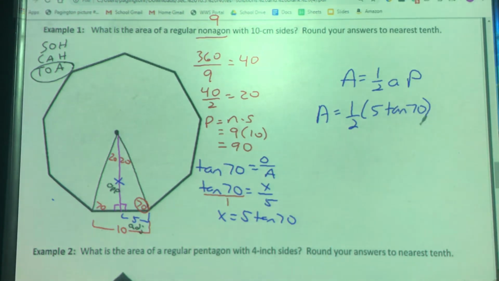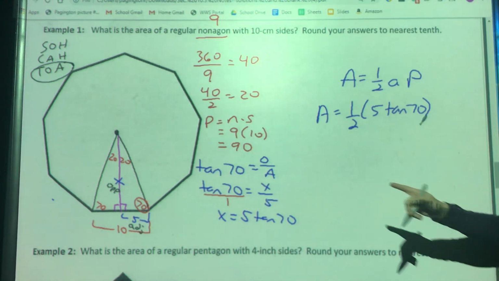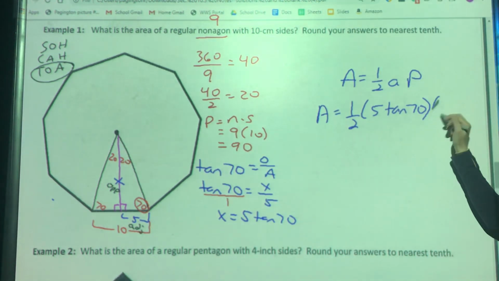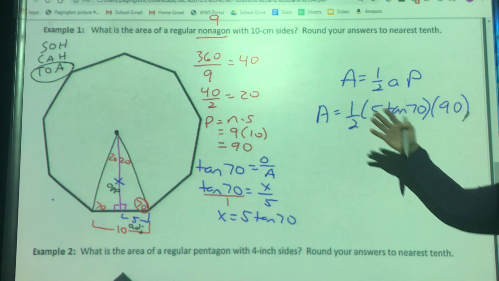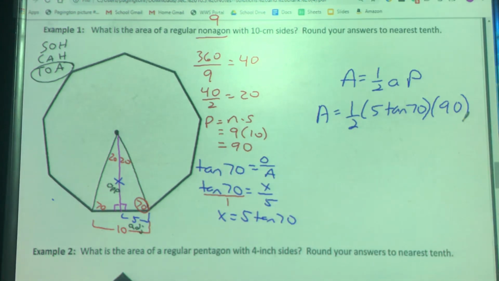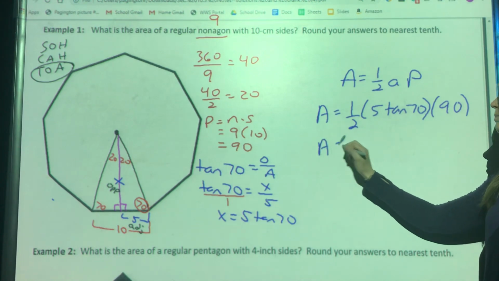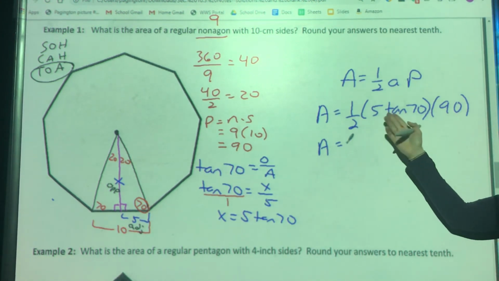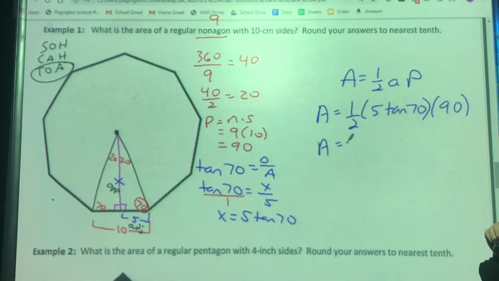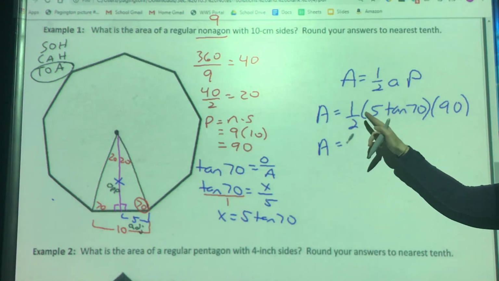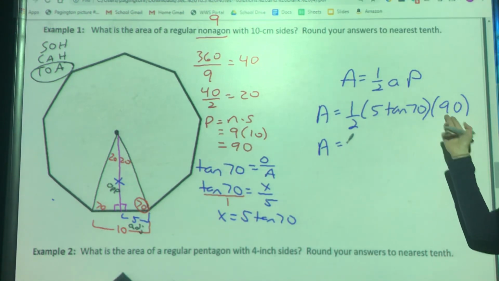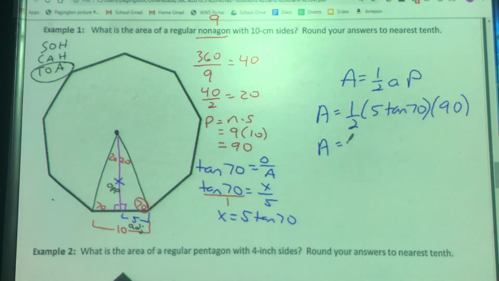That represents a number. I'm going to plug that in. Perimeter I already said was 90. Just make sure you're being really neat and clear with everything you're doing so you can find what you need. And now, if they wanted me to leave this answer in exact form, I would not multiply by the tangent 70 yet. I would just go 1/2 times 5 times 90.